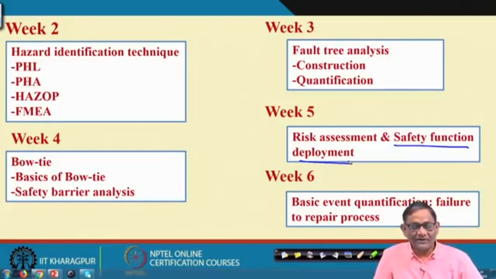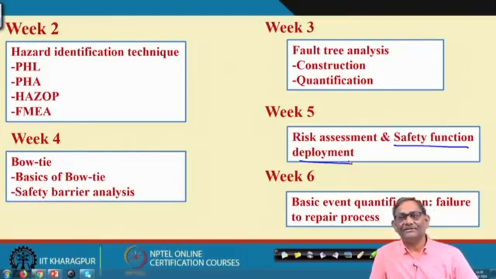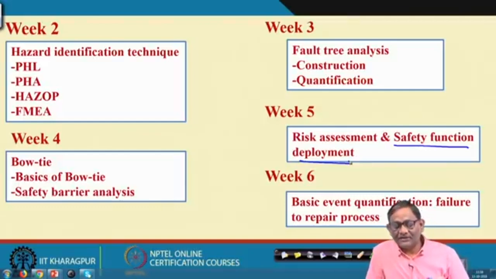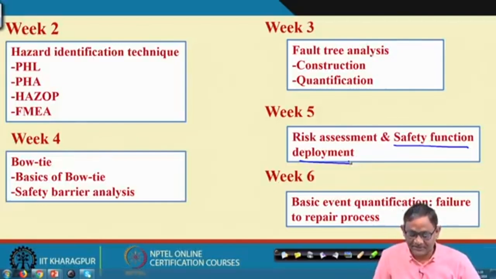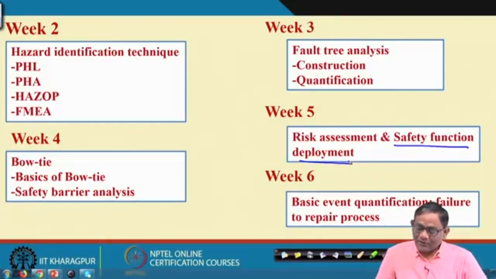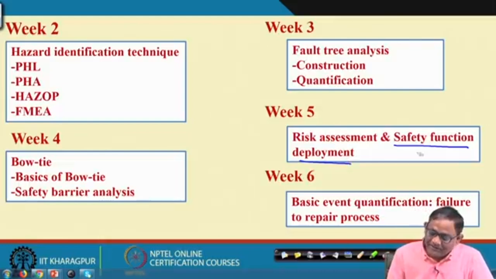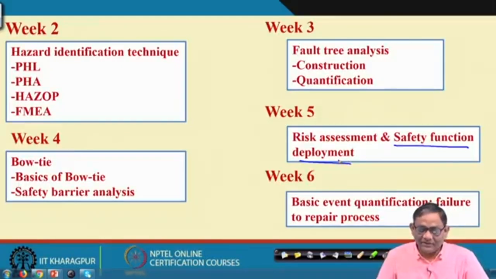We have adopted the hazard identification and risk assessment techniques, as well as the hazard control hierarchy, and also some AHP based ranking mechanism in the safety function deployment. And it's a handy tool, and I think it should be applied by industries, by practitioners. So, after safety function deployment, we started with basic event quantification.